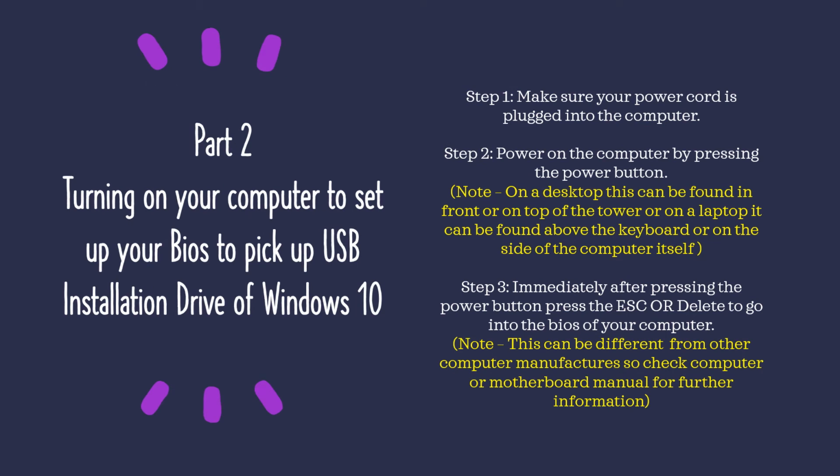Part 2. Turning on your computer to set up your BIOS to pick up the USB installation drive of Windows 10. Step 1. Make sure your power cord is plugged into the computer. Step 2. Power on the computer by pressing the power button. Note: on a desktop it can be found on the front or top of the tower, or on a laptop it can be found above the keyboard or on the side of the computer itself. Step 3. Immediately after pressing the power button, press Escape or Delete to go into the BIOS of your computer. Note: this can be different for other computer manufacturers, so check your computer or motherboard manual for further information.